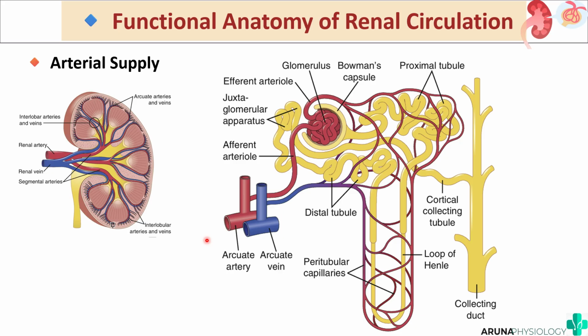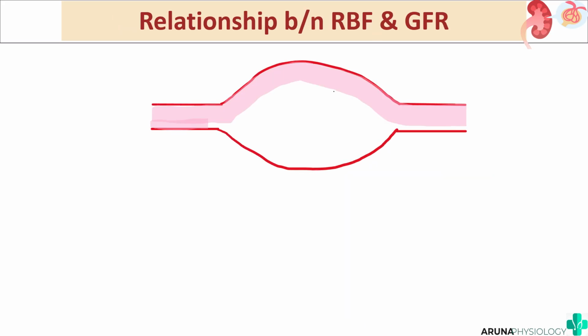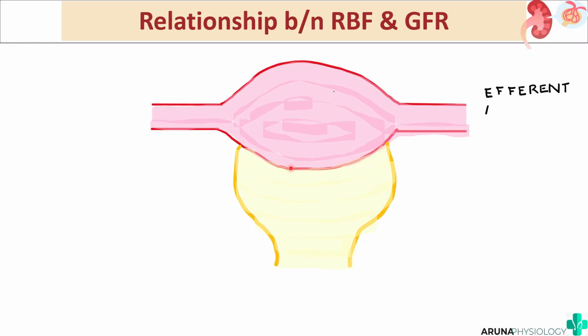Now, the renal blood flow is in close relationship with the glomerular filtration. It is from this blood that the glomerular filtrate is being formed. So we have to know the basic knowledge about the relationship between the renal blood flow and the glomerular filtration. So suppose this is our afferent arteriole and efferent arteriole, and at the center we have the glomerulus, and this is the Bowman's capsule. I said there's a relationship between the renal blood flow and the glomerular filtration. So what is that relationship?